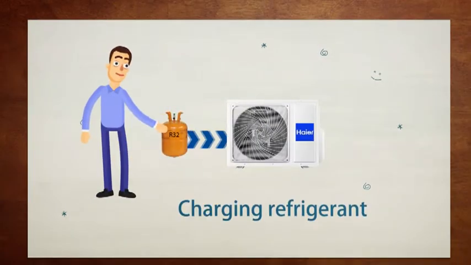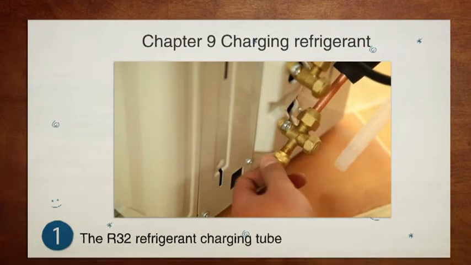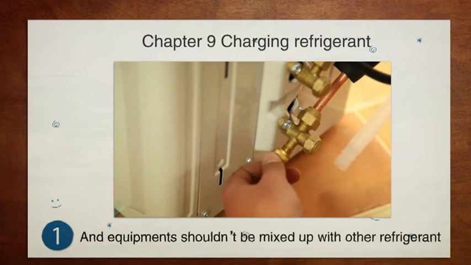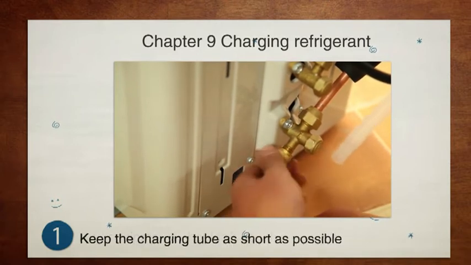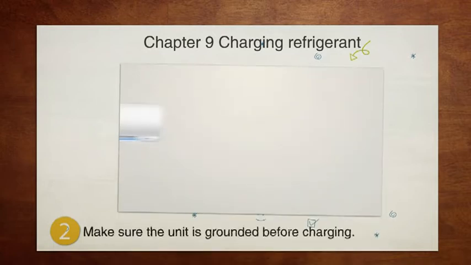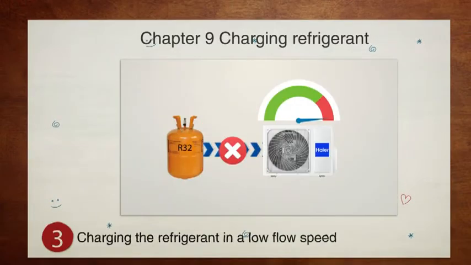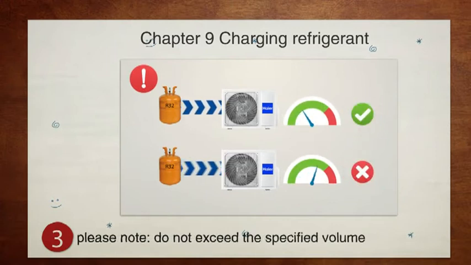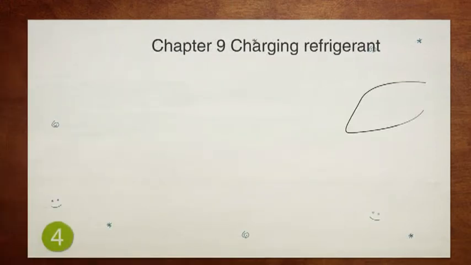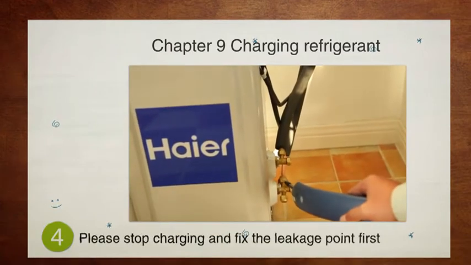Chapter 9. Charging refrigerant. Number 1. The R32 refrigerant charging tube and equipments shouldn't be mixed up with other refrigerant. Keep the charging tube as short as possible because the long tube will retain more refrigerants. Number 2. Make sure the unit is grounded before charging. Number 3. Charge the refrigerant at a low flow speed. Please note, do not exceed the specified volume. Number 4. If there is leakage in the unit, please stop charging and fix the leakage point first.